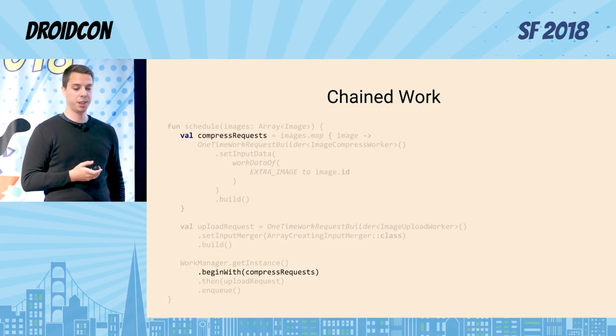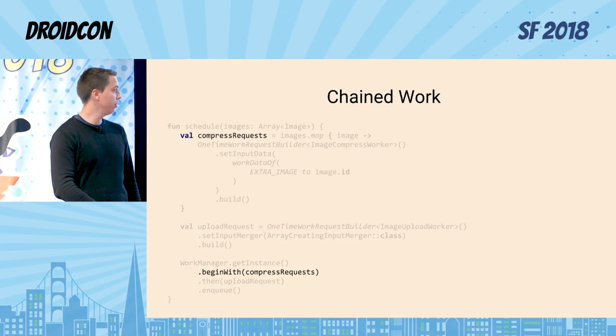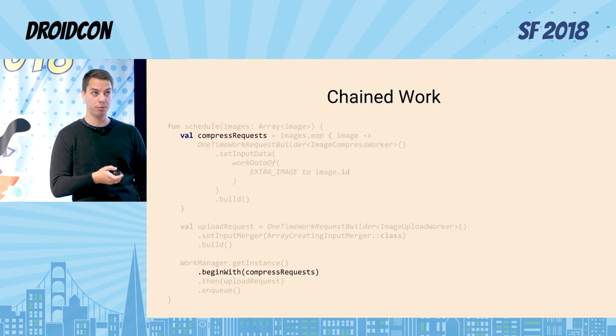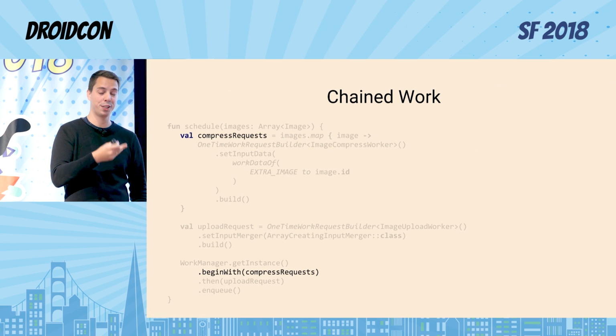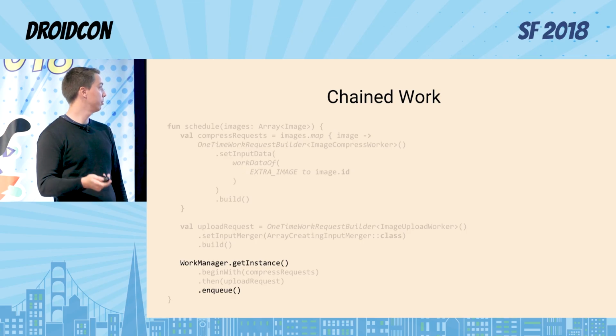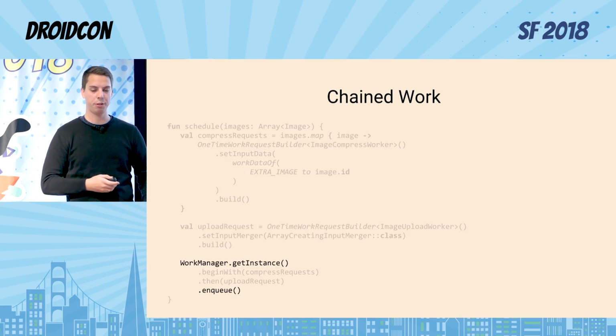And then after that, you just say, hey, WorkManager, please begin this task with those compress work requests. After this, run my upload worker, and that's it. You're done. Then WorkManager figures out the rest.